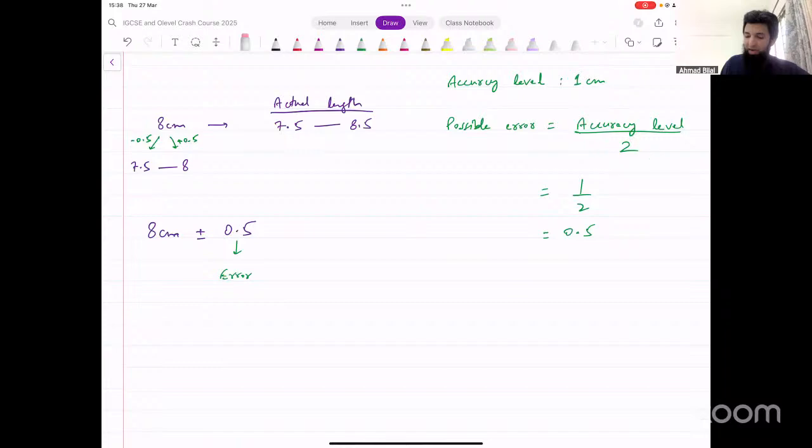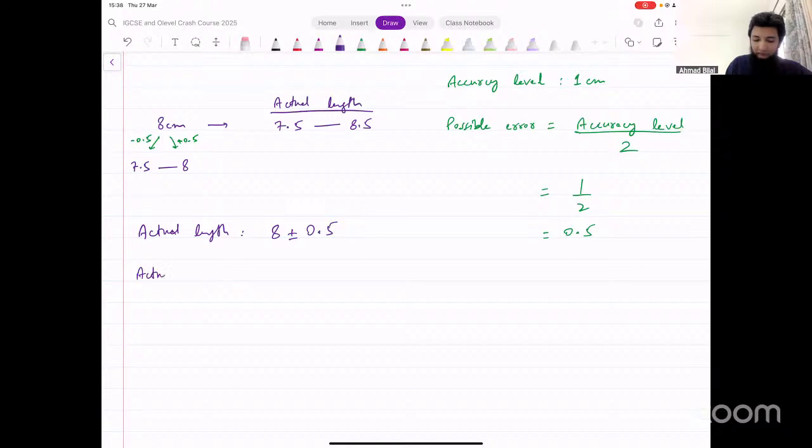And then you say your actual values of whatever that number is could be within a set of numbers, which is going to come from this possible error. So if the length is, for example, 8 centimeters, you could say the actual length could be anywhere between 8 minus 0.5 and 8 plus 0.5, it will be 8 plus minus 0.5. And the actual width would be anywhere between 3 minus 0.5 and 3 plus 0.5.